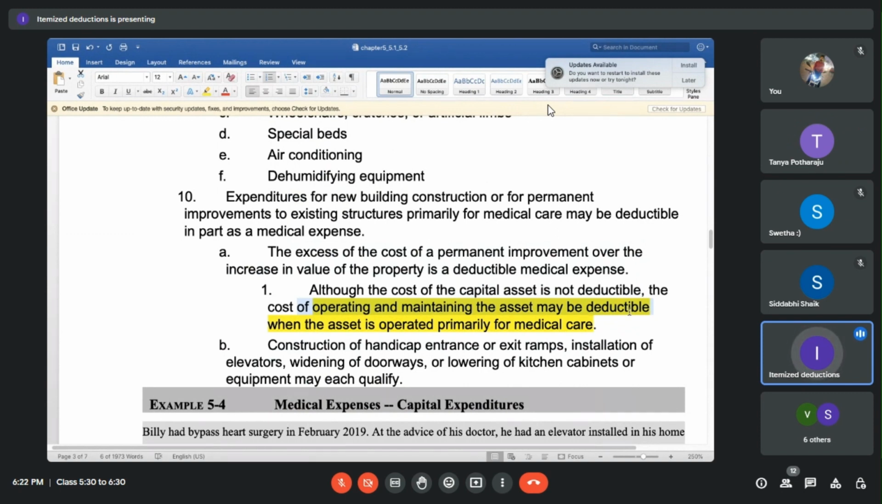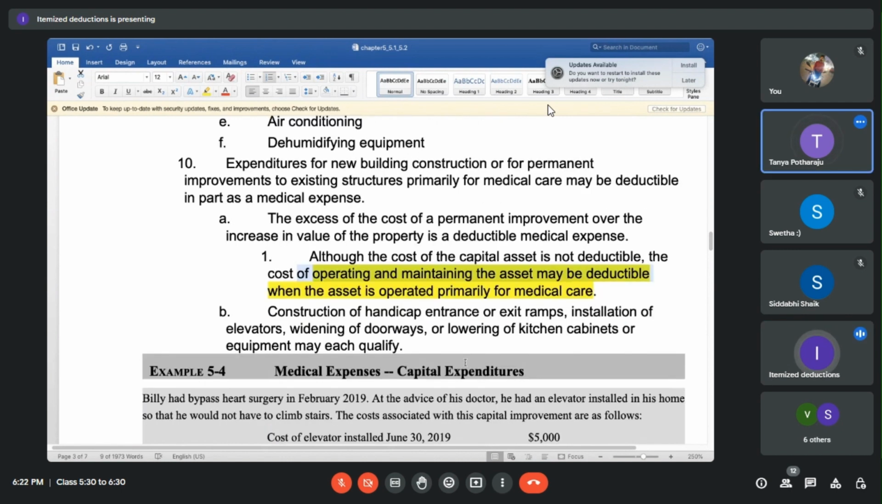So if you have an elevator installed, every 6 months you have to get servicing done for that. That is part of repairs and maintenance and all. So that will be deductible. Okay, let's go ahead.